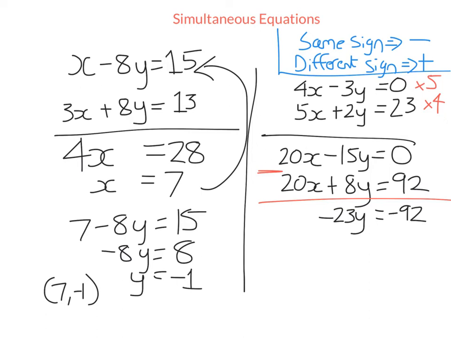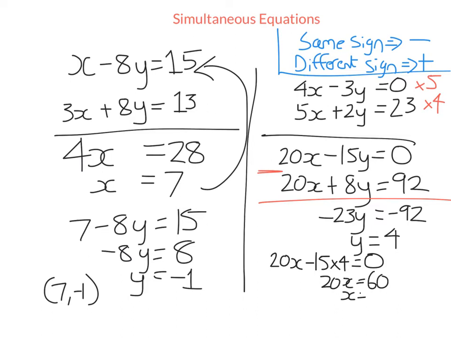Now I have one equation with one variable. I divide each side by minus 23, so I get y is positive 4. Now I need to find x. I substitute into either equation. I'm going to substitute into this one here. So I have 20x minus 15 times y is equal to 0. Add 60 to both sides. 15 times 4 is 60. Divide each side by 20. So the solution here is x equals 3, y equals 4. That is a solution that solves this equation and also solves this one at the same time. So if I were to graph these two lines, they would intersect at the point 3, 4.